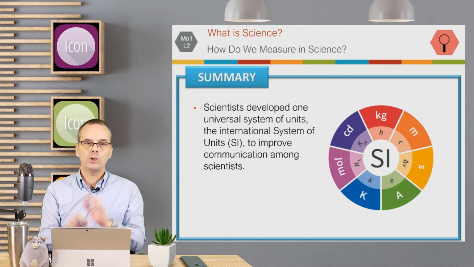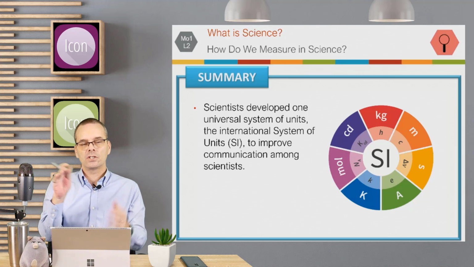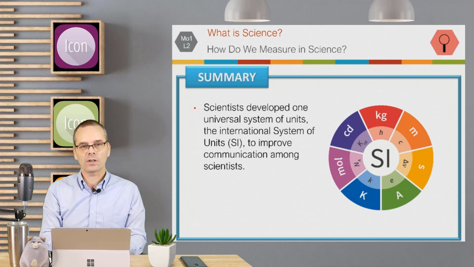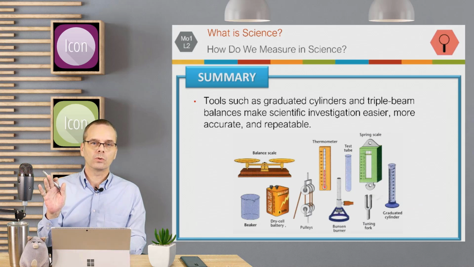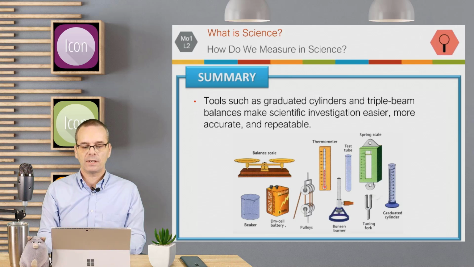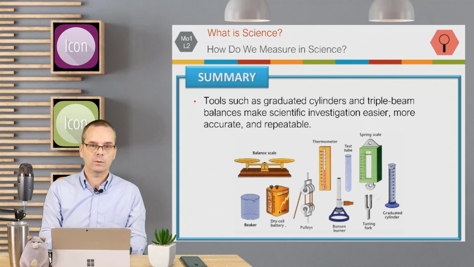Scientists around the world use this International System of Units, or SI, to measure many different things so that when they communicate, they know they're talking about the same thing. And we use a lot of different tools in our science experiments, and these tools help to make our science experiments easier, more accurate, and more repeatable.